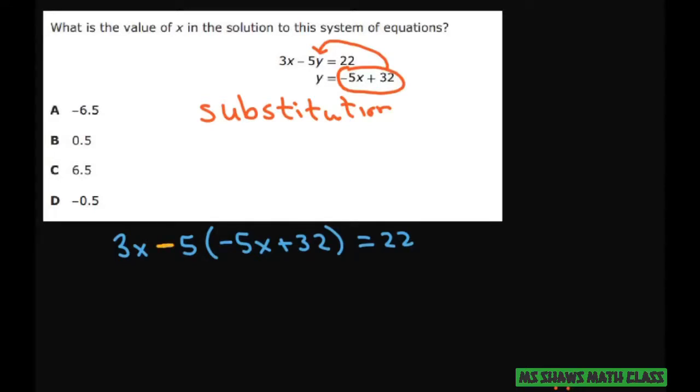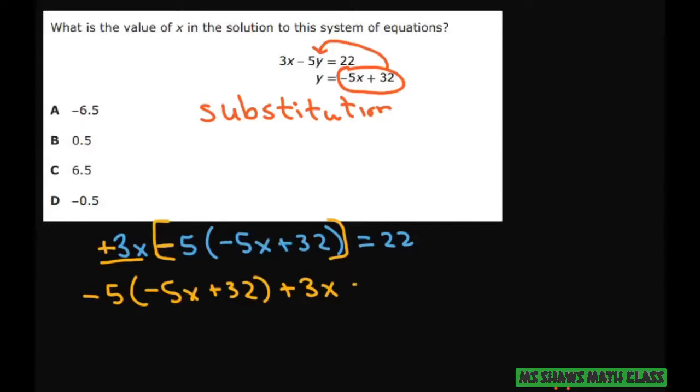So what I like to do is ask students to write this part first. Makes it easier. So we're going to write negative 5 times negative 5x plus 32. And then let him have the 3x tag along at the back. And it makes less room for error when you do that.